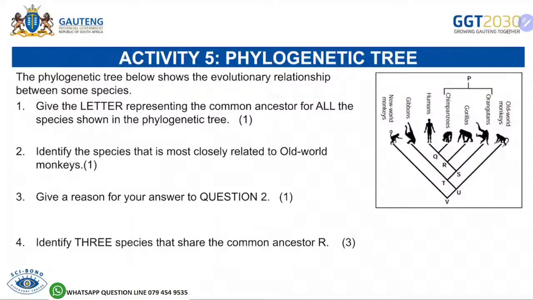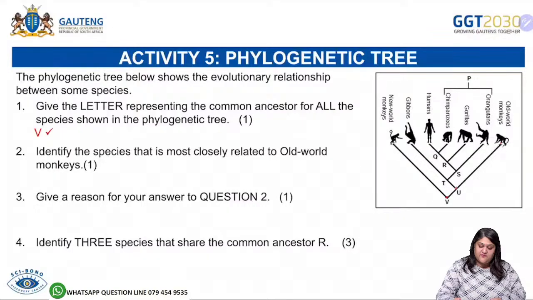Right, another phylogenetic tree quickly. Give the letter representing the common ancestor for all the species shown in the phylogenetic tree. So what did I say? If they wanted it for all of the species today, you go right down to the bottom and it is at point V. That is the common ancestor for all of them. Identify the species that is most closely related to the old world monkeys. So you go to old world monkeys and then you see where it is closely related. So which one would be more closely related? You go down to the branching and you see, okay, here we go. What is happening here? Okay, so we have this one over here.